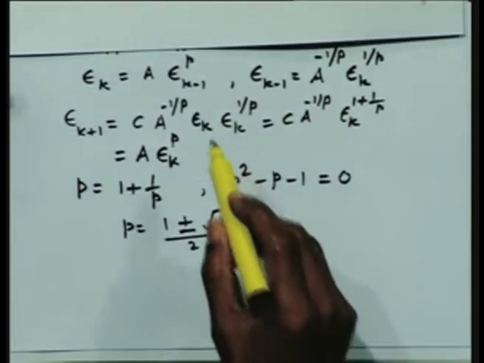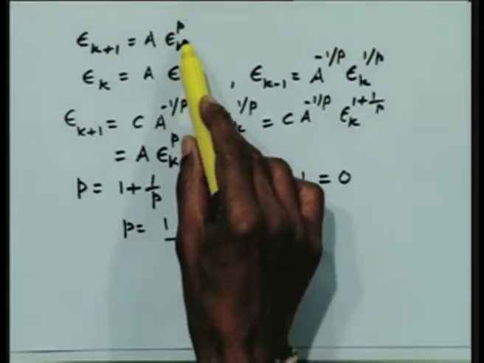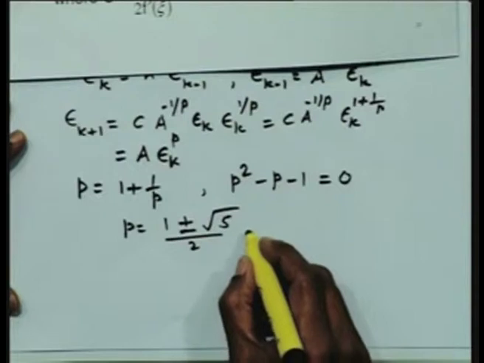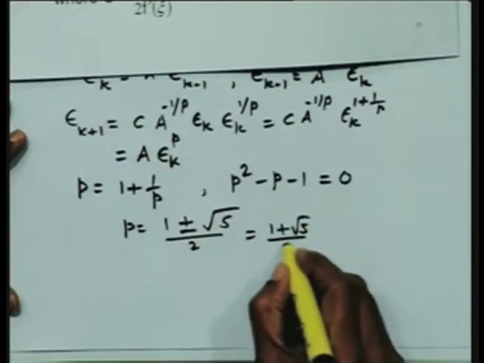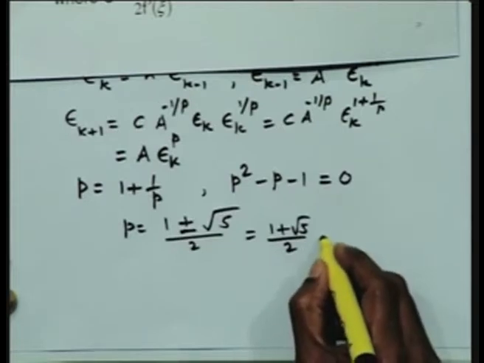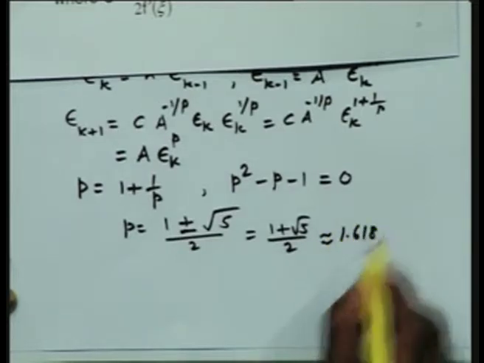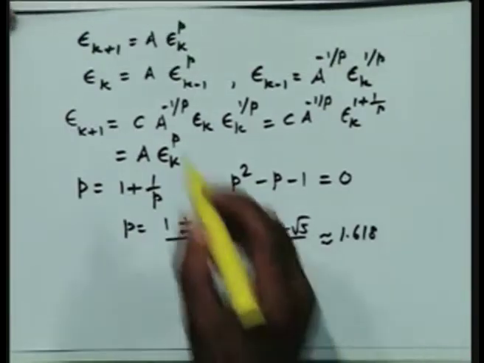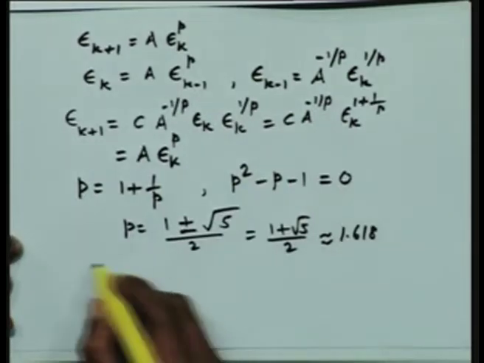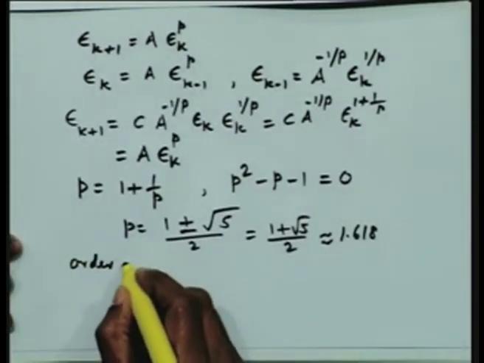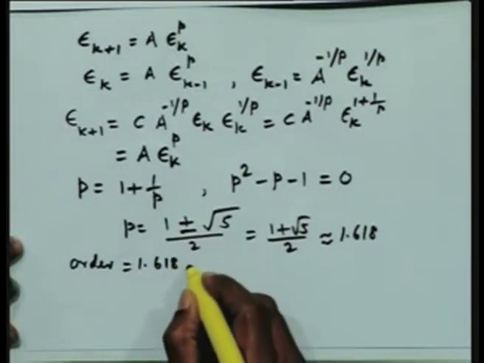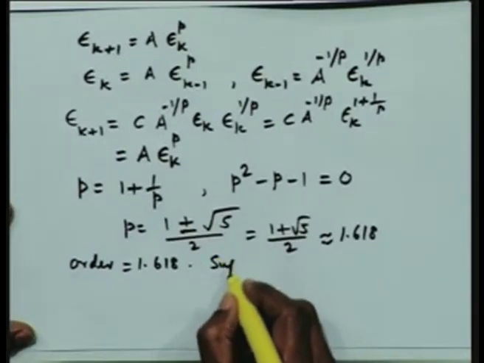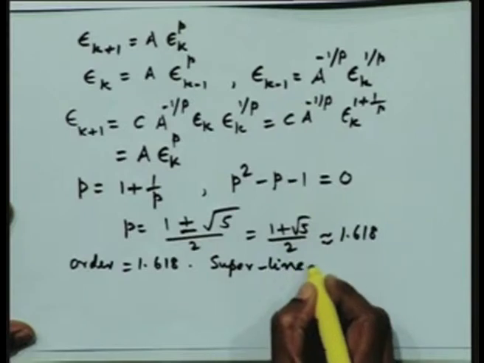Now, the power that we are using here in the definition is a positive quantity. Therefore, of the two roots I will choose the positive one, which is (1 plus root 5) upon 2. If I evaluate this, it is approximately equal to 1.618. Therefore, the order of the secant method is P equal to 1.618. We will call this order 1.618, and we shall call this superlinear convergence, between linear and quadratic.